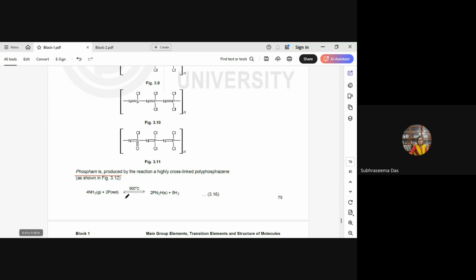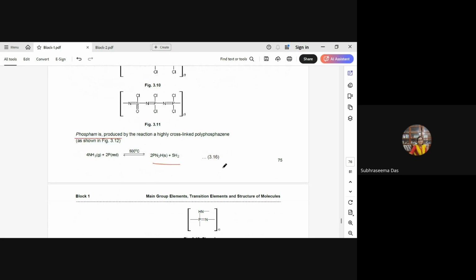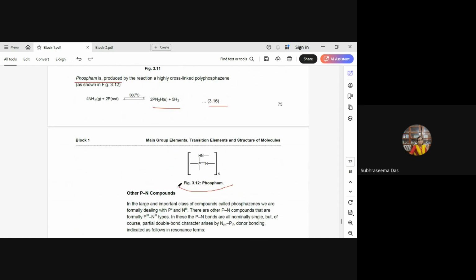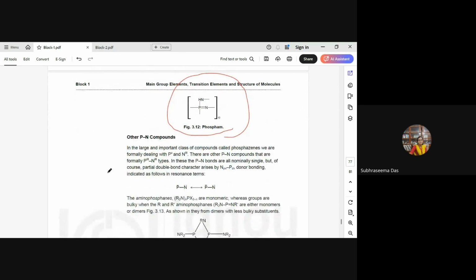Here NH3 plus 2 red phosphorus at 500 degrees centigrade forms P2NH. PNH2, shown here in equation 3.16, is the phospham, which is an important class of phosphazene. Then other PN compounds are typically PN types.